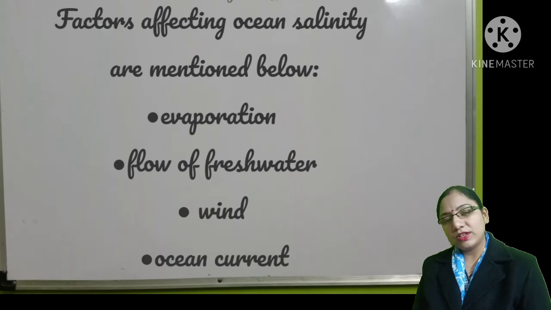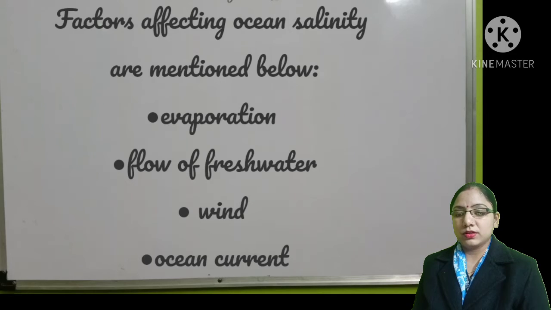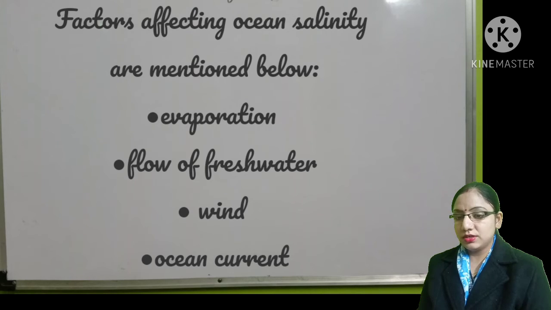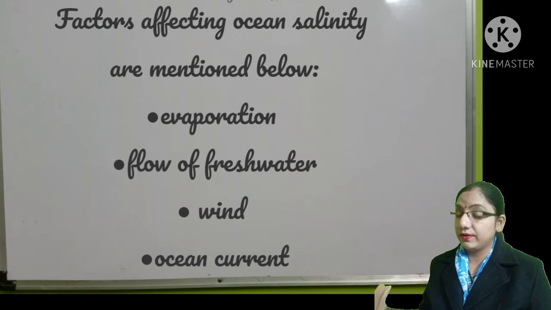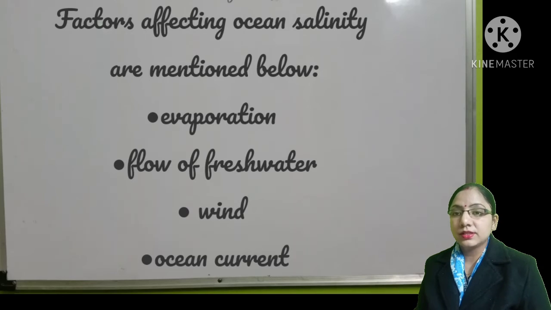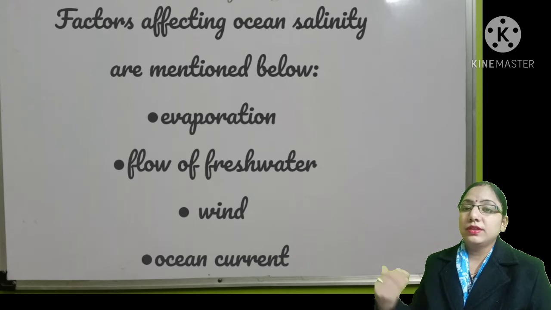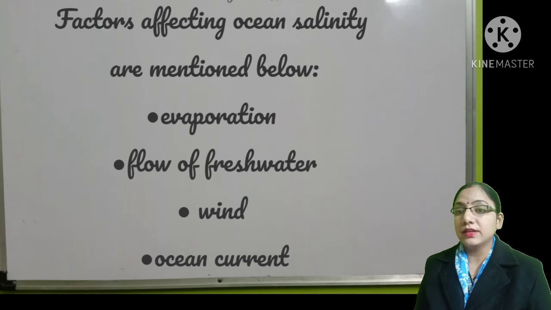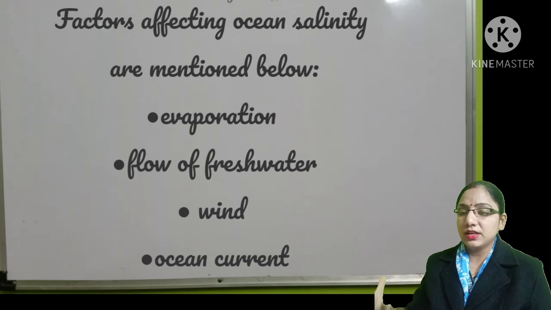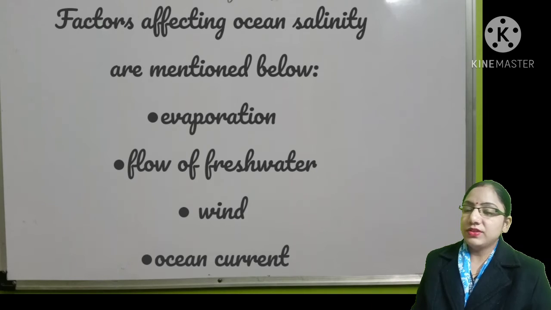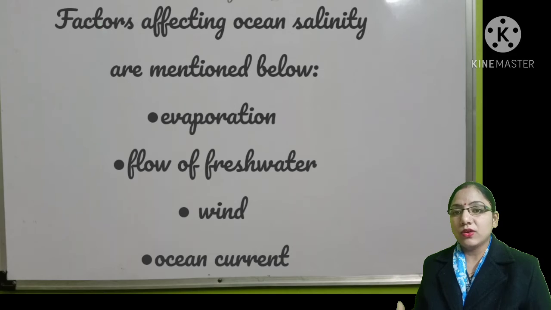So as a few factors affect the temperature of oceanic water, there are many factors which affect the oceanic salinity, and these factors are evaporation and precipitation. Second is the flow of fresh water through rainfall and rivers, and the winds also affect the salinity of water. Another factor is the oceanic currents. Yes, when the oceanic currents mix with the oceanic water, they also change the salinity of the water. And another factor is the temperature. So now let's see how these factors affect the salinity of the oceanic water.